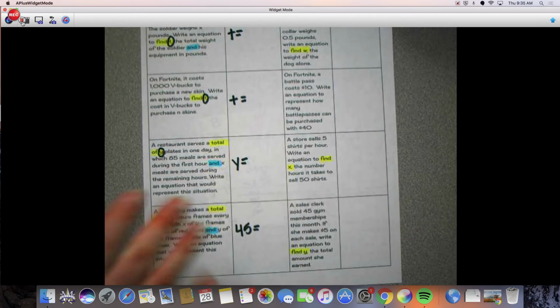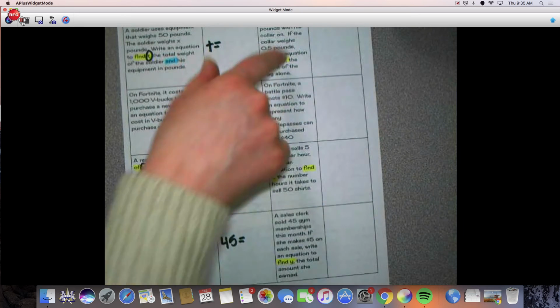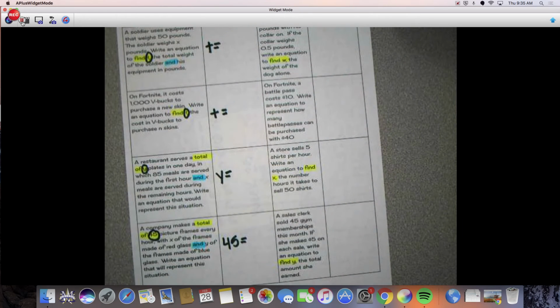I'll save us some time. You don't have any "ands" over here. So are any of these going to be addition problems? No. Okay.